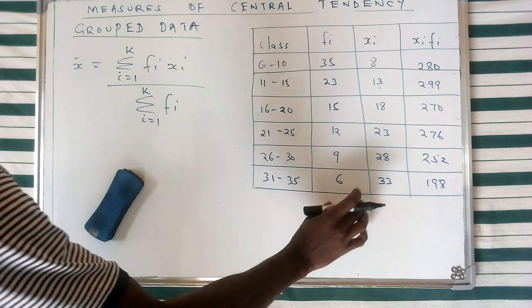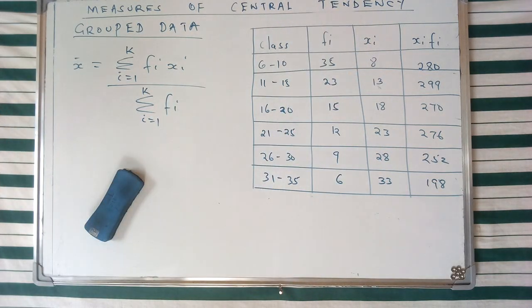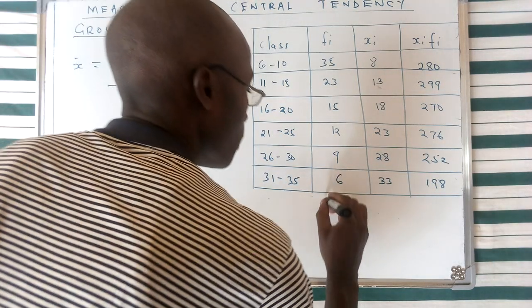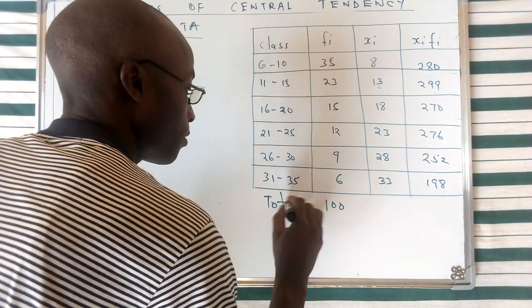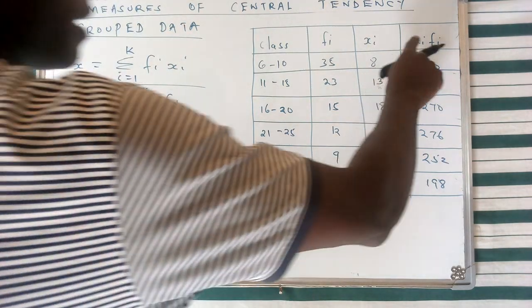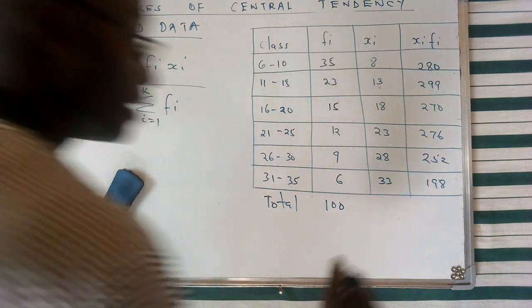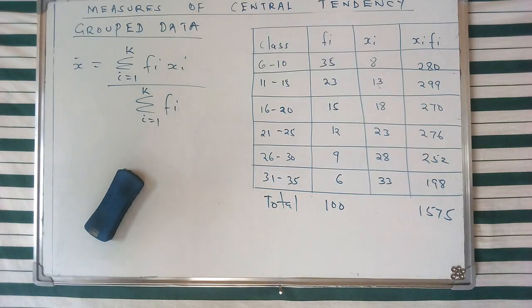So I said that basically for us to find the product or the summation of these specific frequencies, we are going to add all the values which are contained in that particular column. And now from the evaluation, you can confirm the totals for this. So this is going to be 100. And then we're going to have the summation of xi given as 1575.